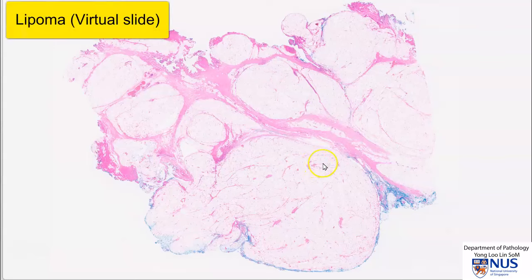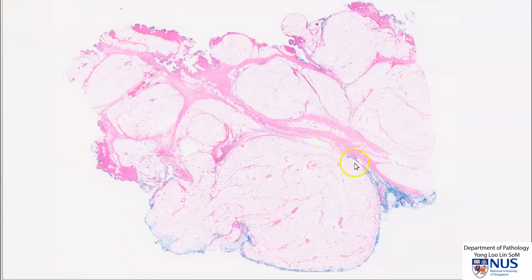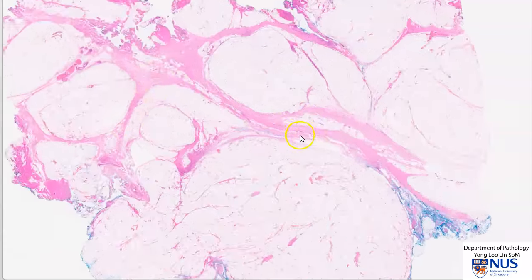Hello, this is a virtual microscopy slide of a lipoma, and a lipoma is a very common benign soft tissue tumor. At this low magnification view, we can see that this tumor has very rounded, well circumscribed outlines, and it also has a very nodular or lobulated appearance. We can see these lobules here, and they are separated by these pink hypocellular fibrous septa.